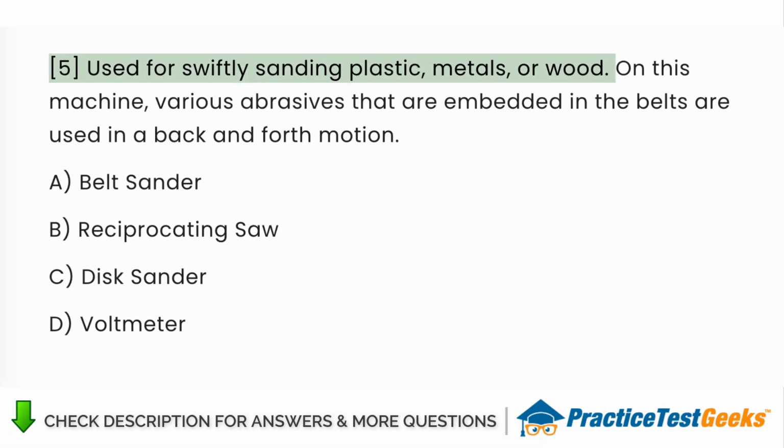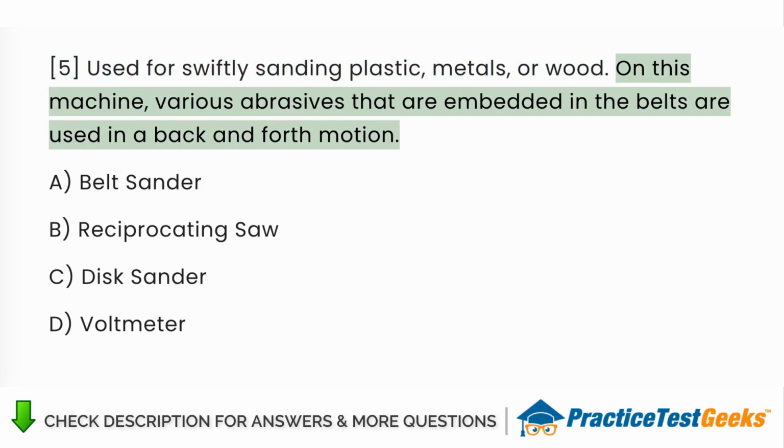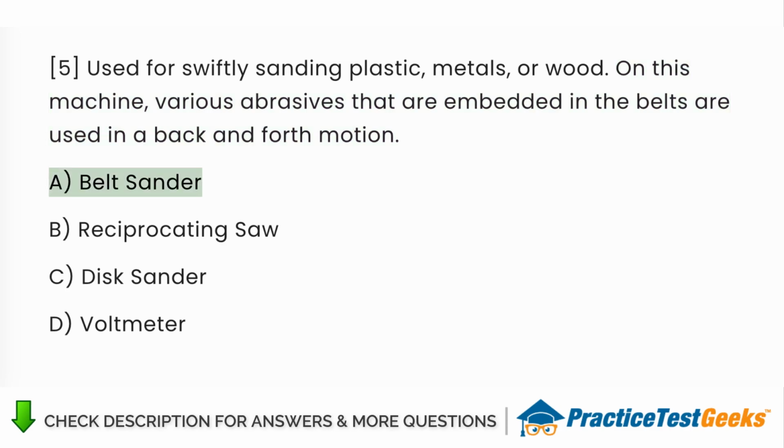Used for swiftly sanding plastic, metals, or wood. On this machine, various abrasives that are embedded in the belts are used in a back-and-forth motion. A. Belt sander. B. Reciprocating saw. C. Disc sander. D. Voltmeter.